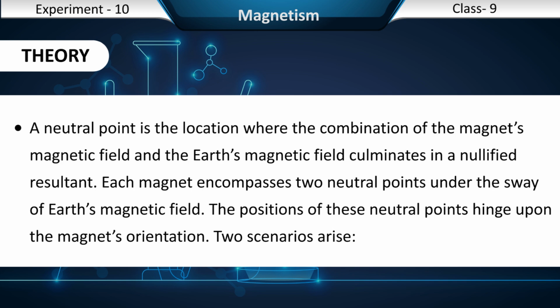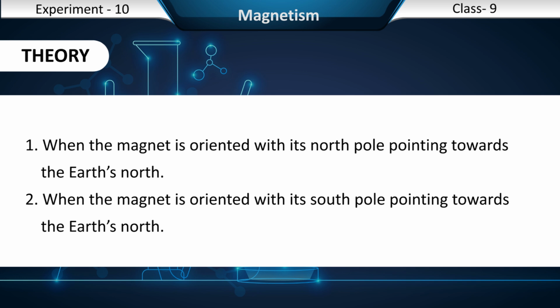A neutral point is the location where the combination of the magnet's magnetic field and the Earth's magnetic field culminates in a nullified resultant. Each magnet encompasses two neutral points under the sway of Earth's magnetic field. The positions of these neutral points hinge upon the magnet's orientation. Two scenarios arise. 1. When the magnet is oriented with its north pole pointing towards the Earth's north. 2. When the magnet is oriented with its south pole pointing towards the Earth's north.